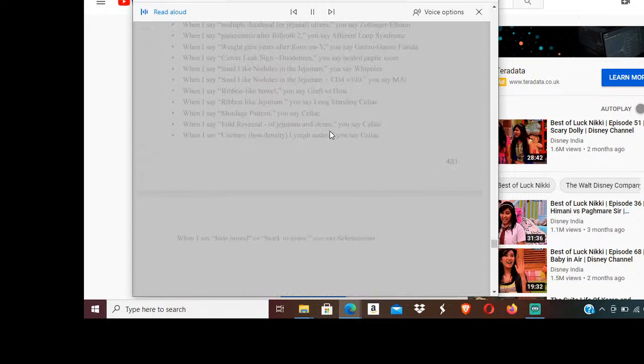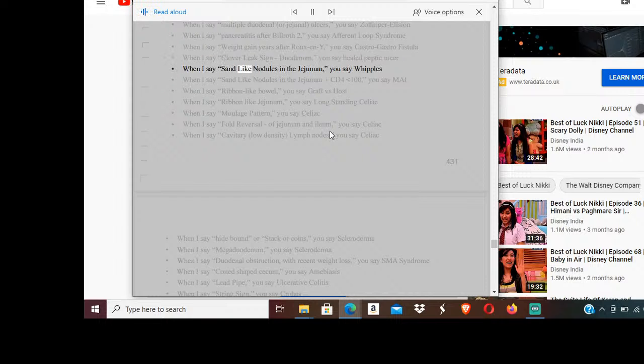When I say multiple duodenal or jejunal ulcers, you say Zollinger-Ellison. When I say pancreatitis after Billroth 2, you say afferent loop syndrome. When I say weight gain years after Roux-en-Y, you say gastrogastric fistula. When I say clover-leaf sign duodenum, you say healed peptic ulcer.